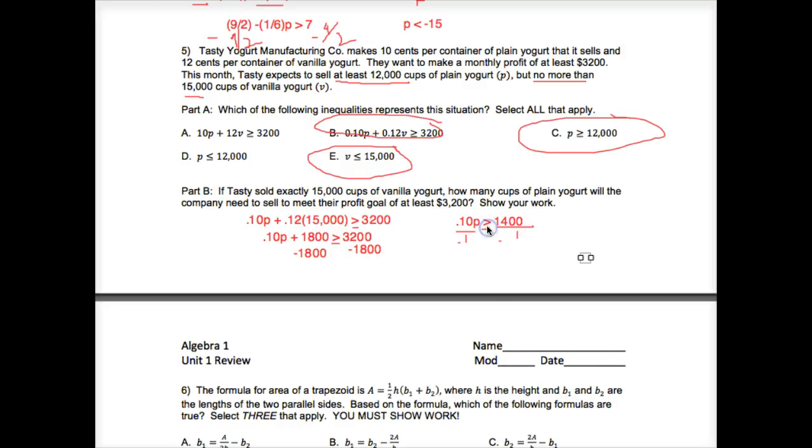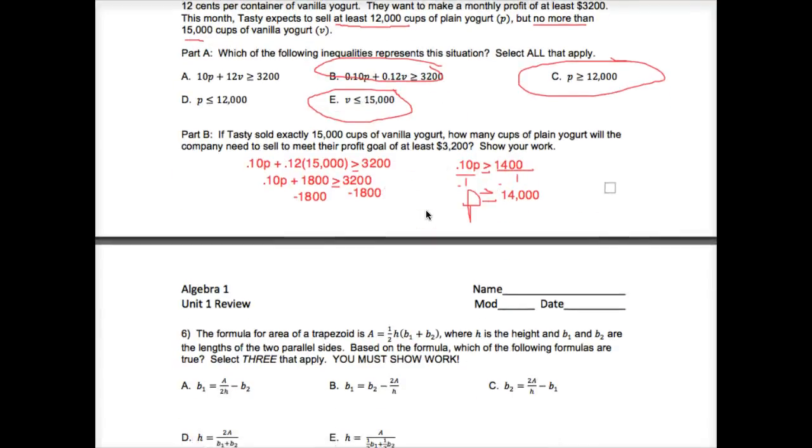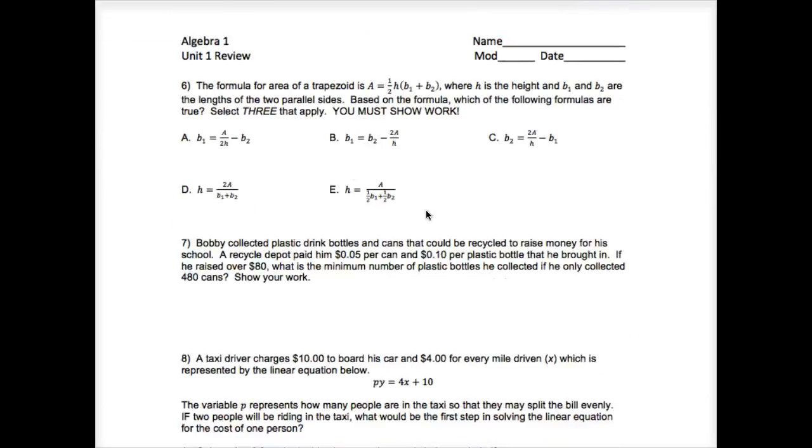And put my equal back in there, which then gives me P is greater than or equal to, and that's going to be 14,000. I don't know why I'm using the writing when I could type. So greater than or equal to 14,000. And so then that means that to answer the question, we would say at least 14,000 cups. So that would be the final answer that I wrote on the board.